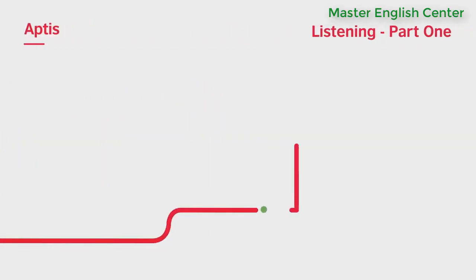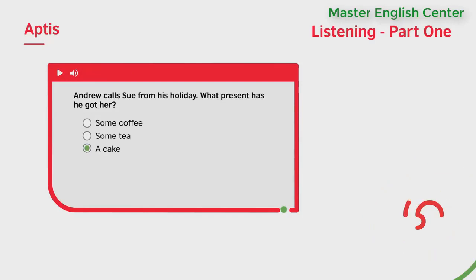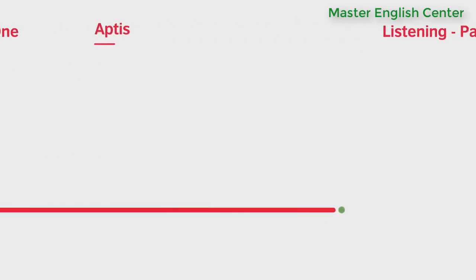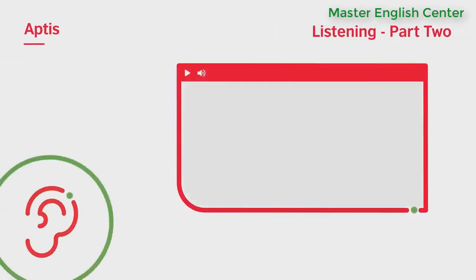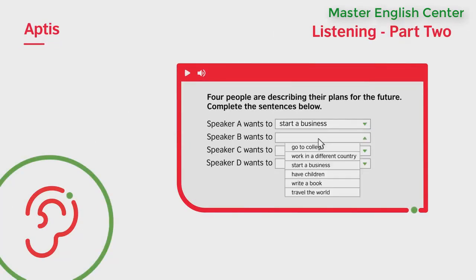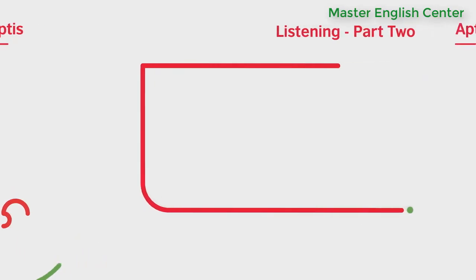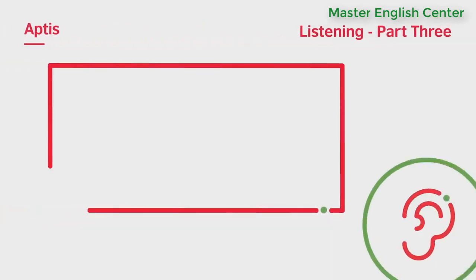In the first section, you need to identify specific information, such as a phone number, a time, or a place, by listening to a short message or a dialogue. In the next section, you will listen to short monologues by 4 people on a certain topic. You need to match each speaker to a piece of information.